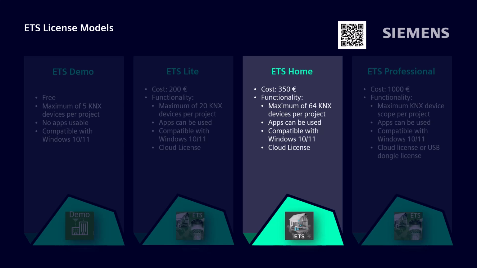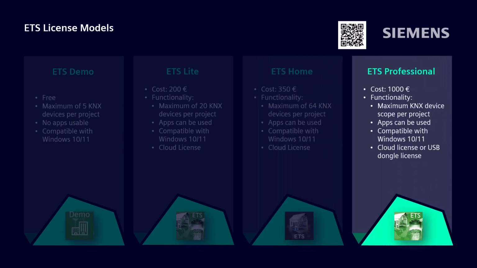Adjustments and changes, such as the switching times of motion detectors or the dimming values of the lighting, can be made by the user independently without having to commission a KNX specialist partner. However, for extensive changes or complex functions, a certified KNX expert should still be consulted.